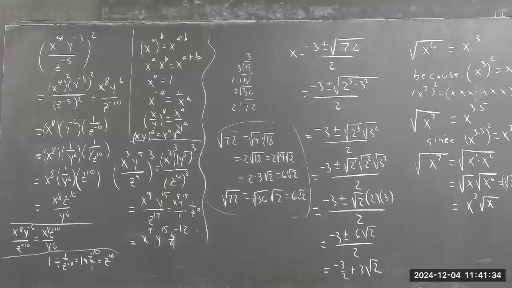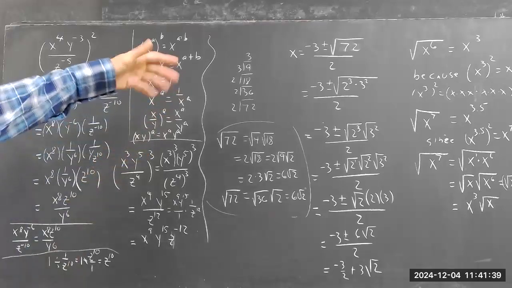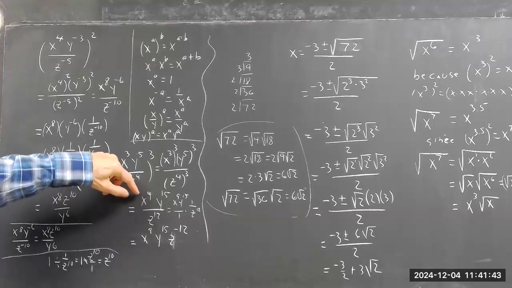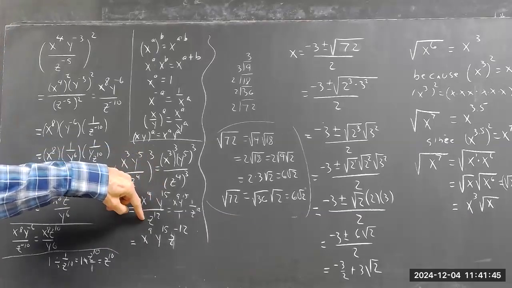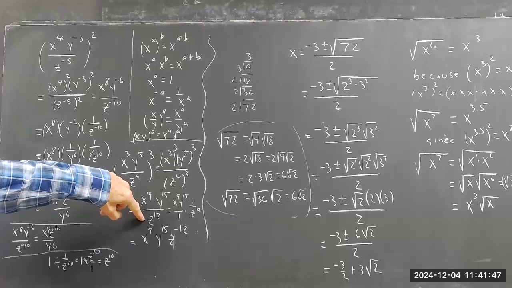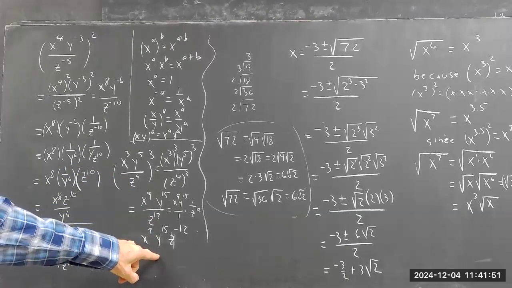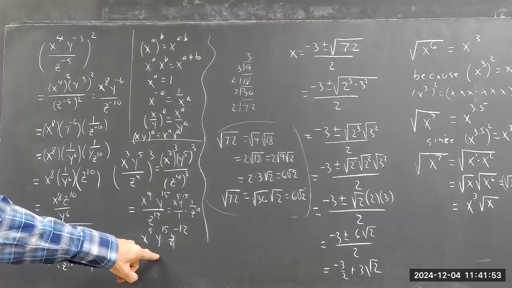Now here, what we did was we took the third power of this expression and we got this expression, x to the 9th, y to the 15th over z to the 12th. This is the result expressed with no denominators. Okay?